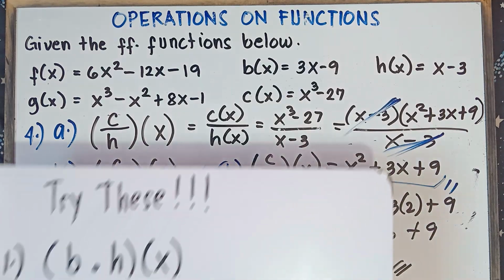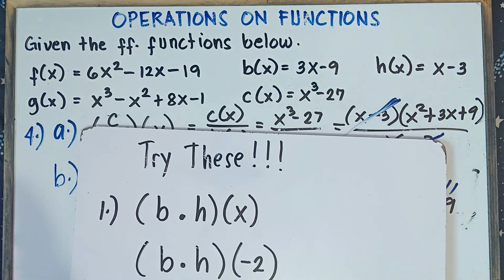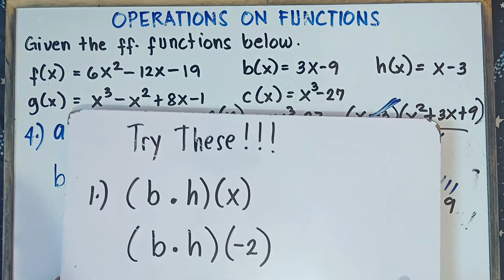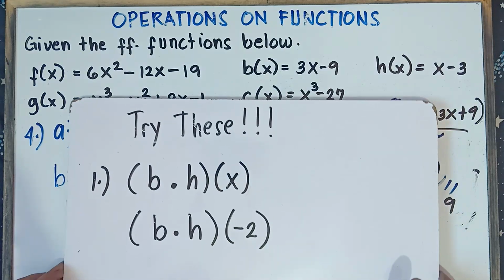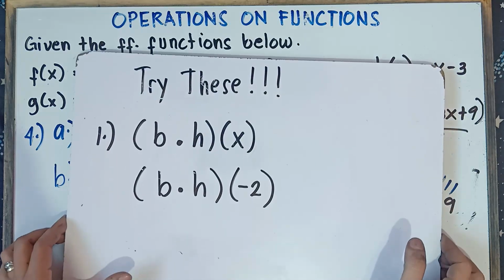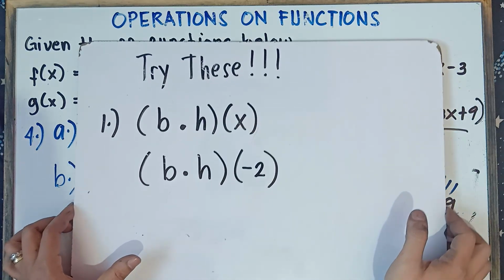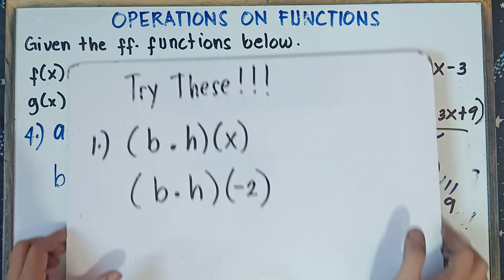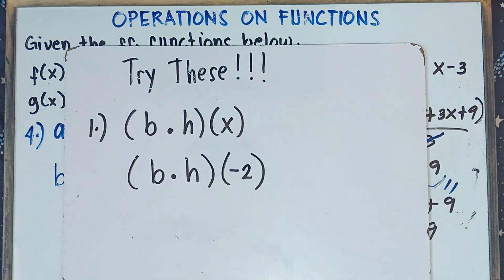Alright, so how about you try this one, class, and then you put your answer in the comment section down below. Let's have multiplication for our example. B times h of x, and then b times h of negative 2. So you try this one, and then you put your answer in the comment section down below.